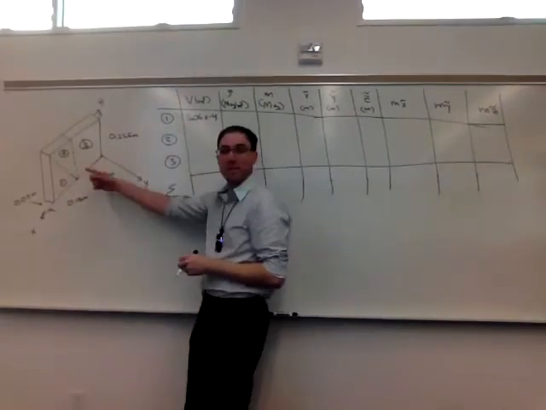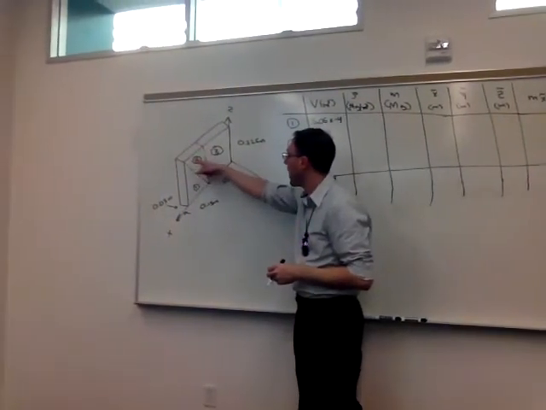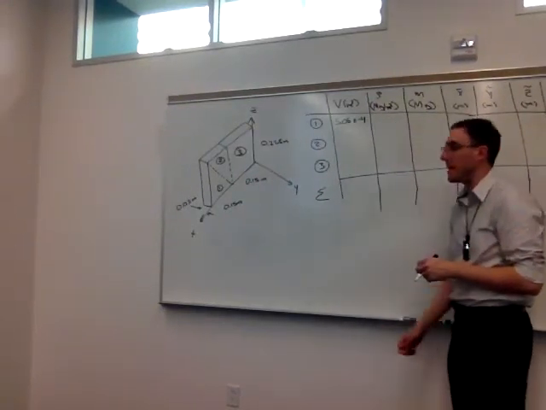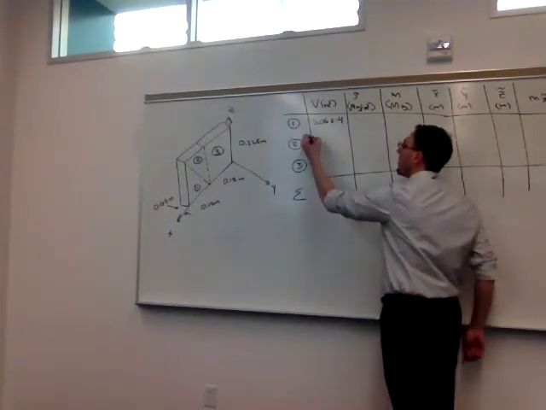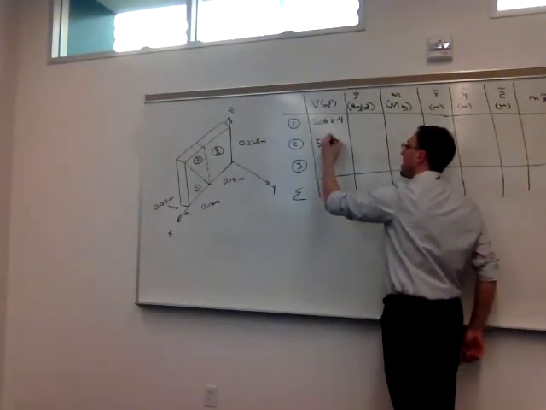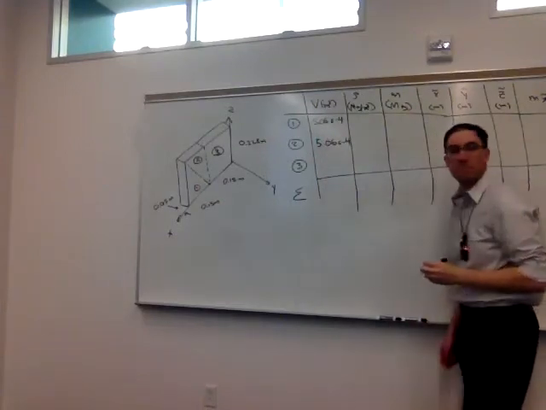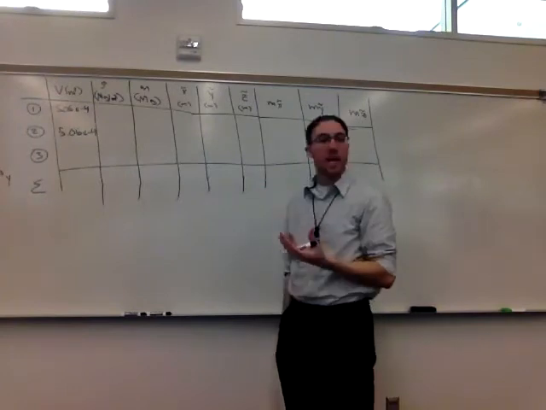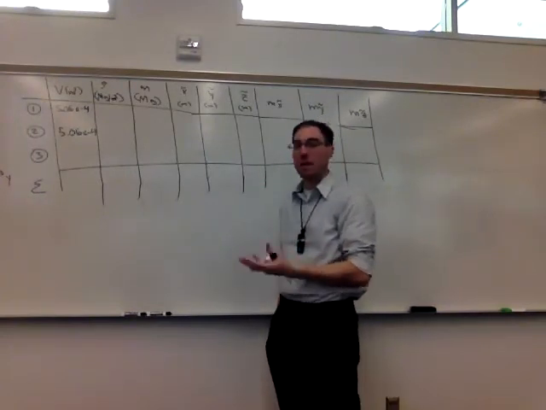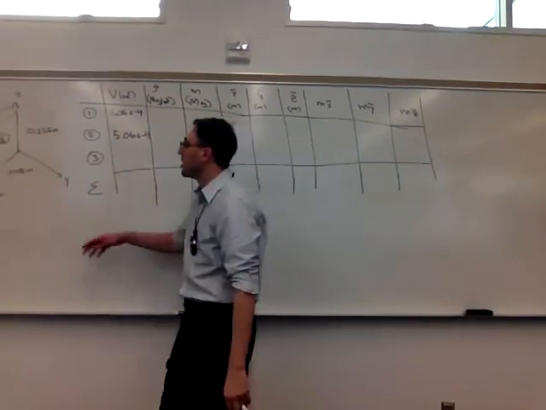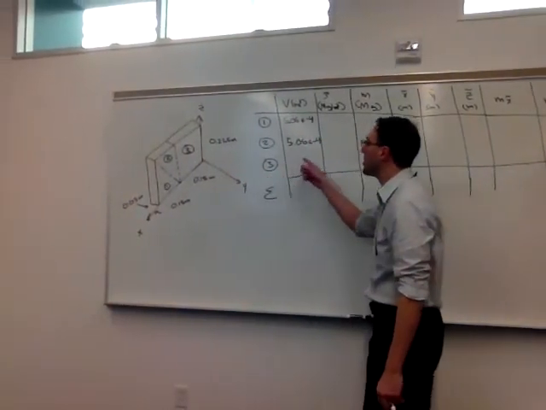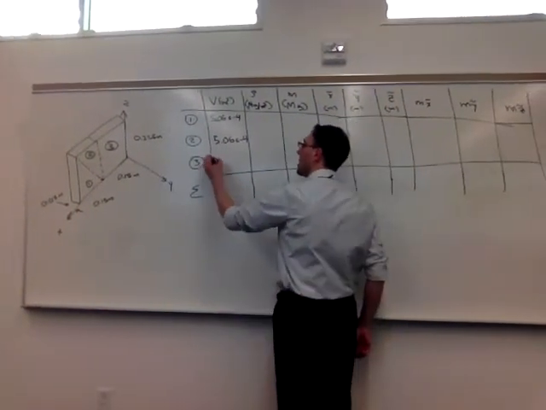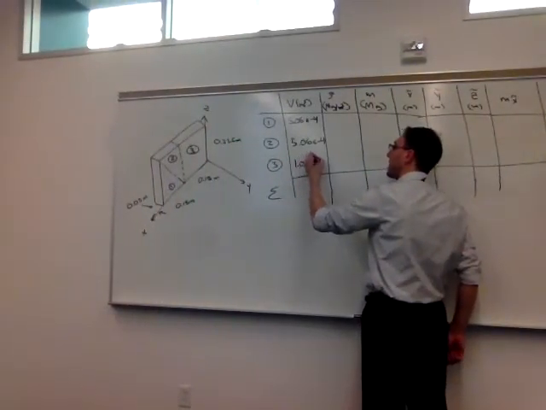Shape 2 actually has the same dimensions. It's also 0.15 at its base, 0.225 in its height, 0.03 in its thickness. So shape number 2 will have the same volume as shape number 1. And shape number 3 is a rectangular solid, so it will just be base times height times thickness. We don't divide by 2, so when we calculate that, it turns out to be 1.01 times 10 to the negative 3.